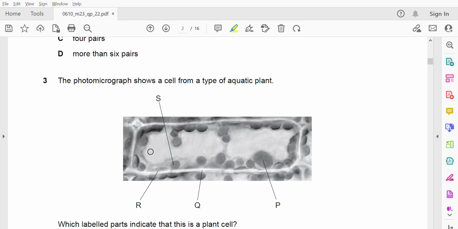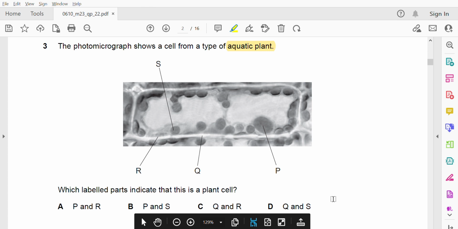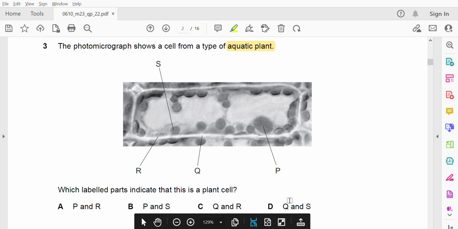The photomicrograph shows a cell from a type of aquatic plant. Now, the keyword over here is aquatic plant. Which label parts indicate that this is a plant cell? Now S is actually a chloroplast, so it has to be S. Now, where are the options for S? B and D. Now, B has the option for P as well. And P is pointing towards the nucleus, which even an animal cell has. So it's probably not B, but let's move on to Q. Now, Q is showing the cell wall. We know that plants have a cell wall, but animals do not. So we know that the correct option for question number 3 is D.